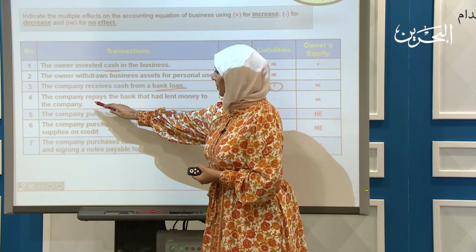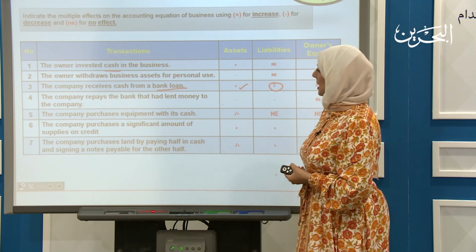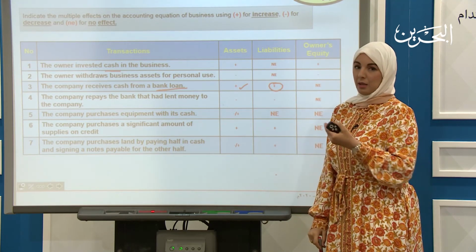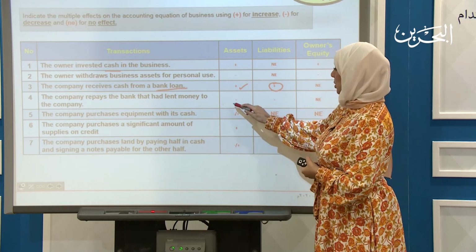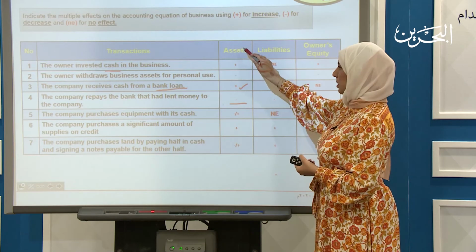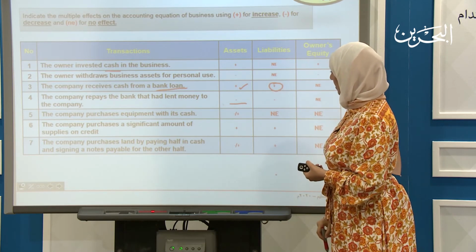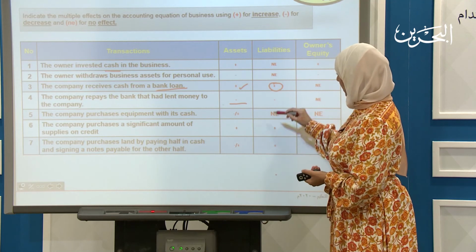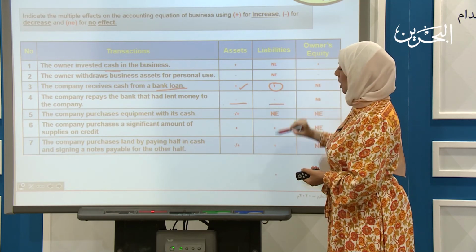Fourth, the company repays the bank that had lent money to the company. If the company repays, it will decrease the cash I have, and I know cash is an asset account. And if I pay back the money I borrowed, the liability also will decrease.